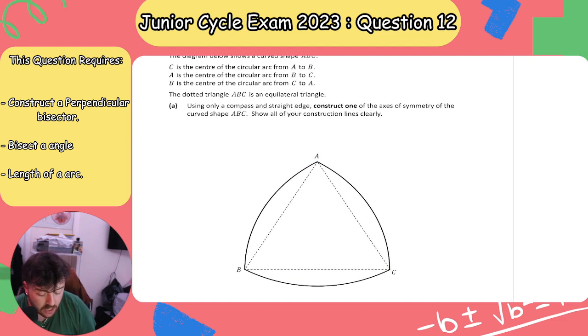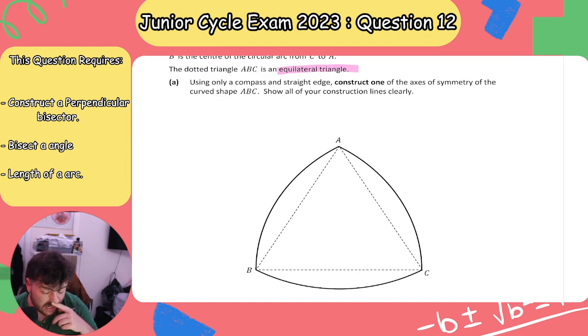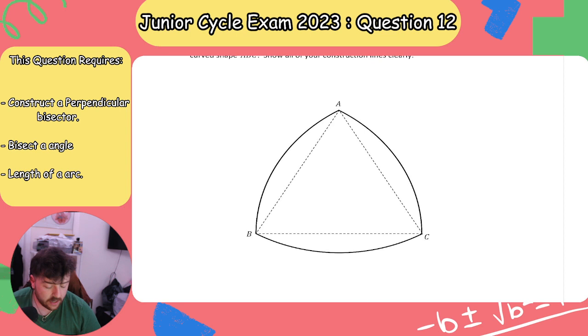So the dotted triangle ABC is an equilateral triangle. That seems like very important information, because an equilateral triangle tells us each angle is 60 degrees and also each side is equal. So using a compass and a straight edge, construct one of the axes of symmetry of the curved shape ABC. Show all your constructions clearly. I can't really show you how to do the construction properly like this, but I'll show you the method for doing it.